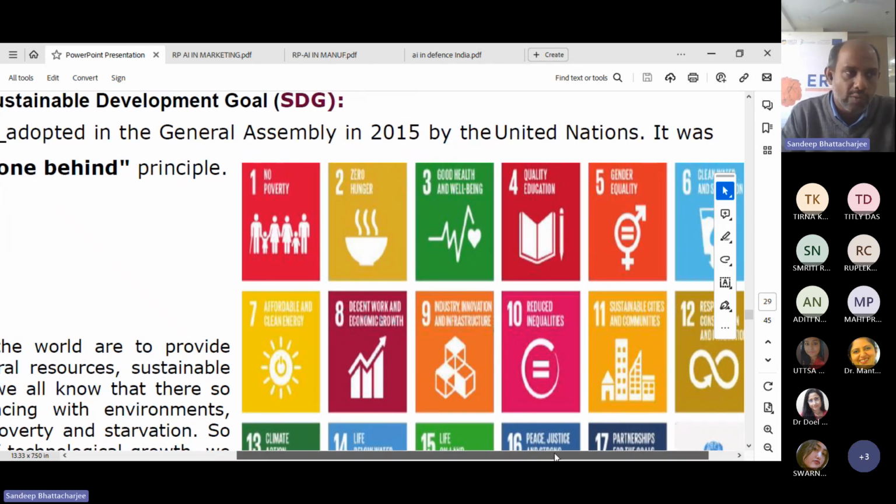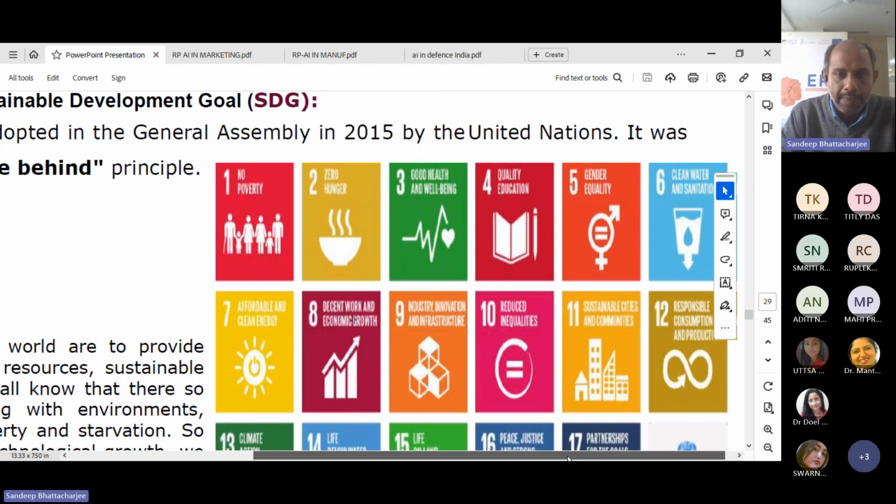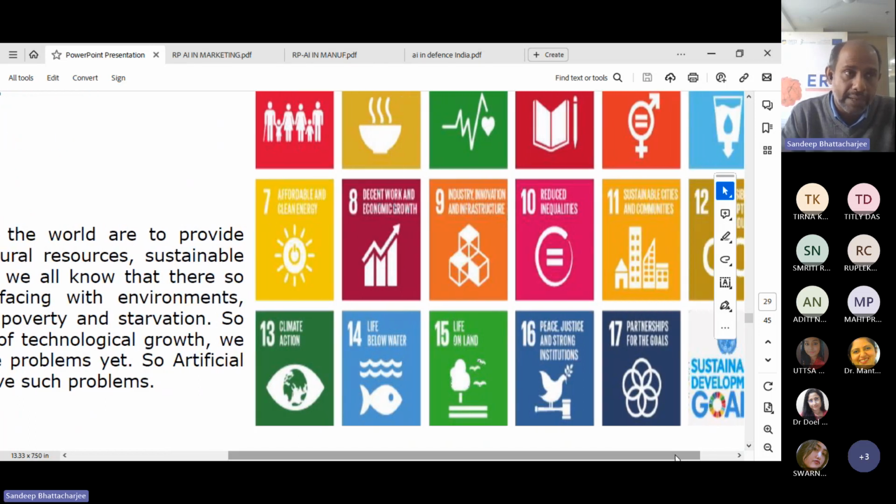10th, reduced inequalities. 11, sustainable cities and communities. 12th, responsible consumption and production. Then 13, climate action, very important, pollution control and all this. 14th, life below water, very important, ocean management, ocean level management and all this, ocean life management. Then you have life on land, normal animals and all this resources, whatever we have. So how you are maintaining those things. Peace and justice, peace, justice, and strong institutions, of course, that is also very important.